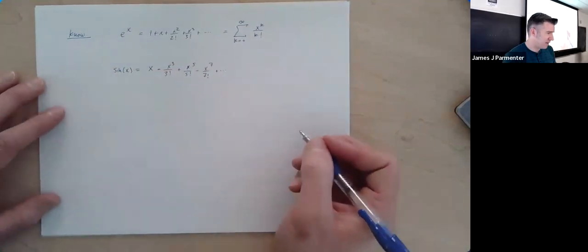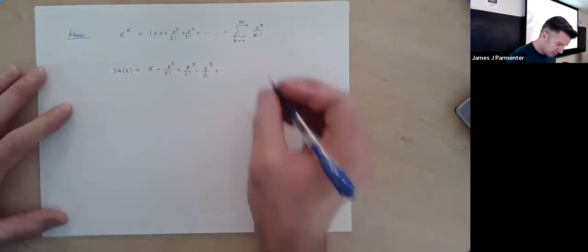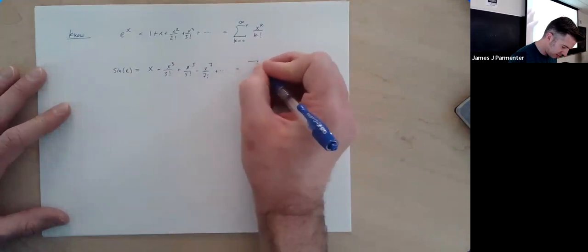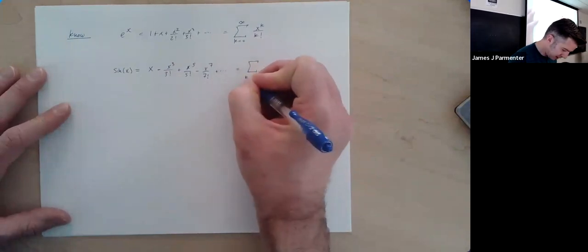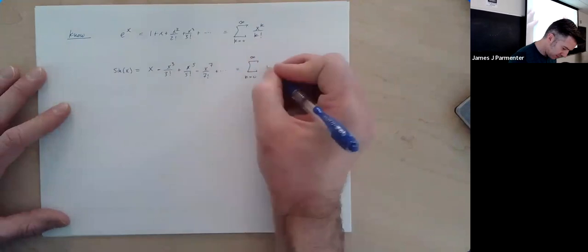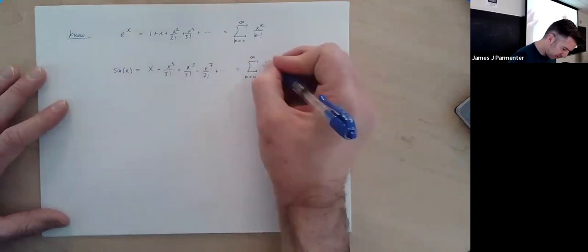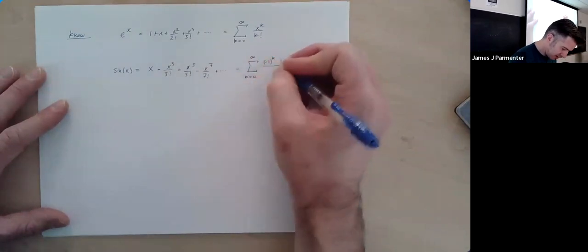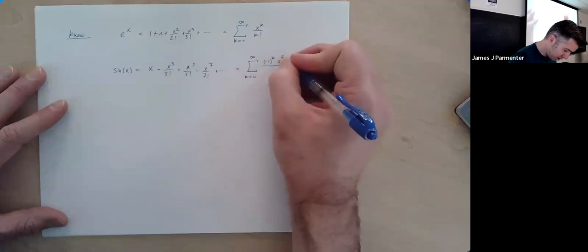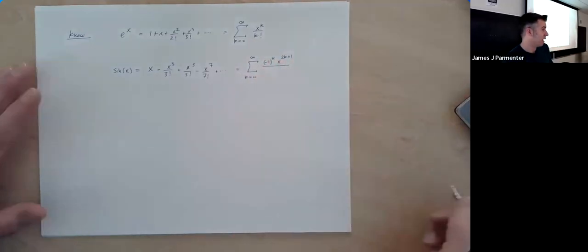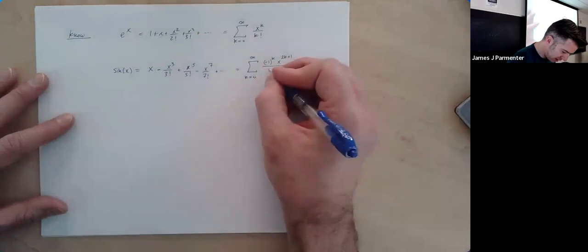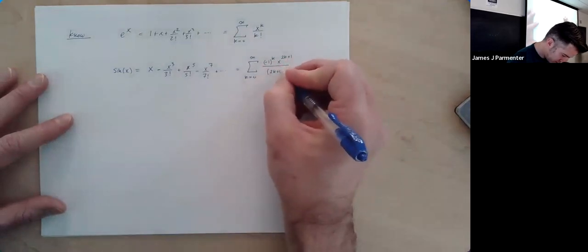I find this one kind of a pain to write in sigma notation, but writing in sigma notation is the sum from k equals 0 to infinity. On top, we have a -1 to the k times an x to the 2k plus 1. That gets you every odd power, and then divide by that same power's factorial.